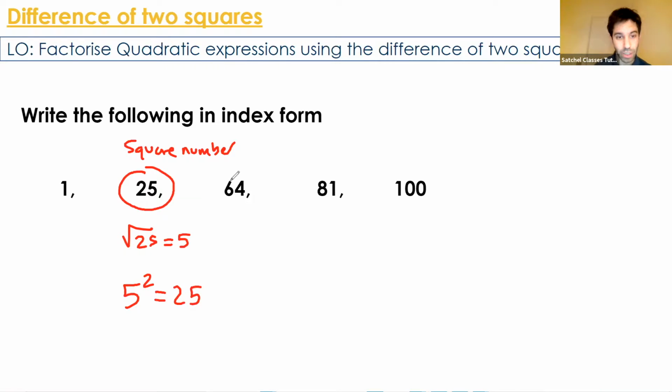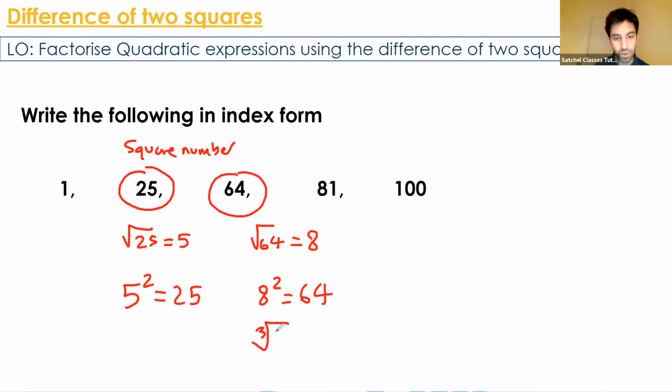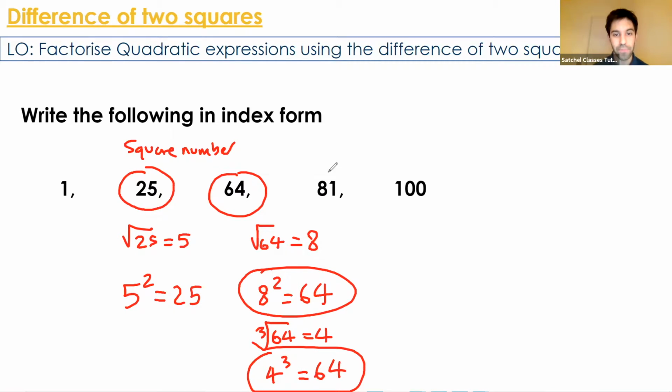Likewise with 64. 64 is quite an interesting one because it's a square number, but it's also a cube number as well. So 64, the square root of 64 is 8. So 8 squared is 64. We can also write 64 as, well, cube root of 64 is 4. So 4 cubed is equal to 64. So we can write 64 in index form as 8 squared or 4 cubed.